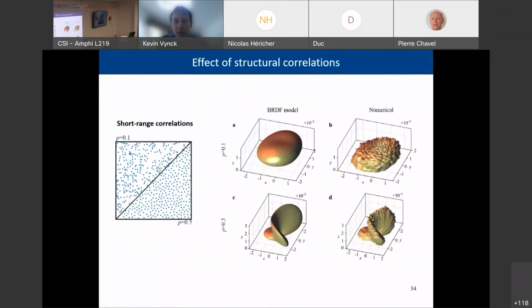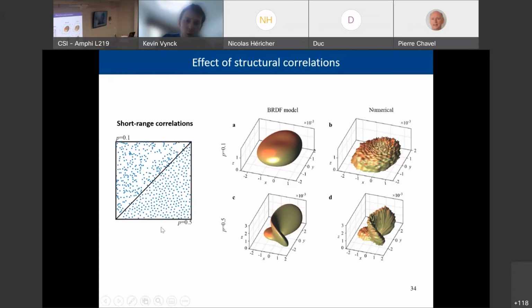And the last comparison that we can do is to look simply at how the light is scattered in different directions. Here at a specific wavelength, we are comparing two different systems with the same particles, with the same density, except that we implement some short-range correlations. So P equals 0.1. This is a system where basically the particles are placed randomly on the surface at really random positions. There is a very small correlation in the position of the particles.